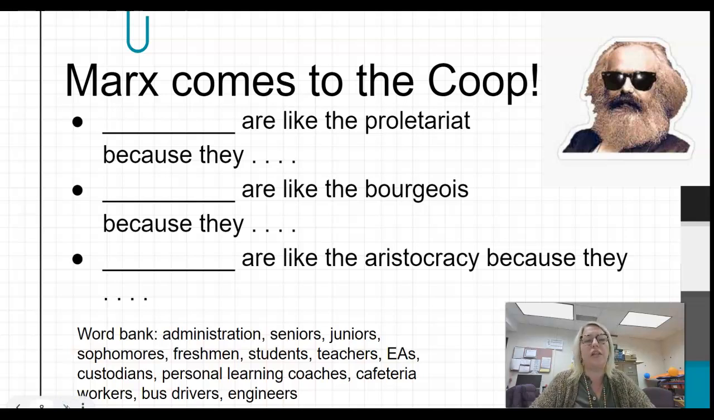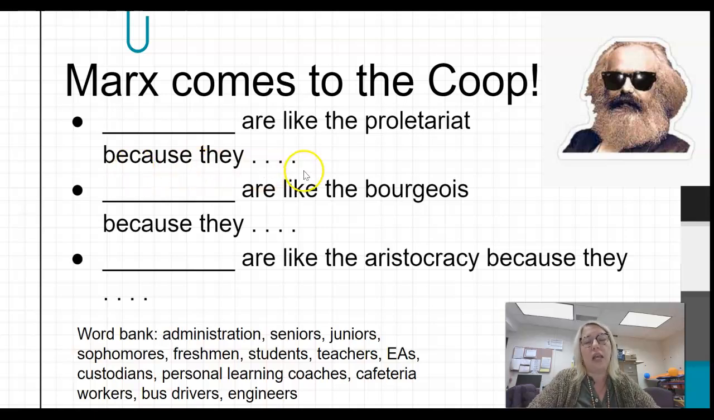And now I want you to think about this. Marx comes to the coop. If you are thinking about Cooper now instead of Of Mice and Men, who would be the proletariat? Who would be the bourgeois? And who would be the aristocracy? Here are some possible words you can use. You're not going to use all of these because you're just going to use 3, but you get to pick. Maybe you're going to say the freshmen are like the proletariat. Maybe you're going to say bus drivers are like the proletariat, or just students in general are like the proletariat. But then your job is to explain why.